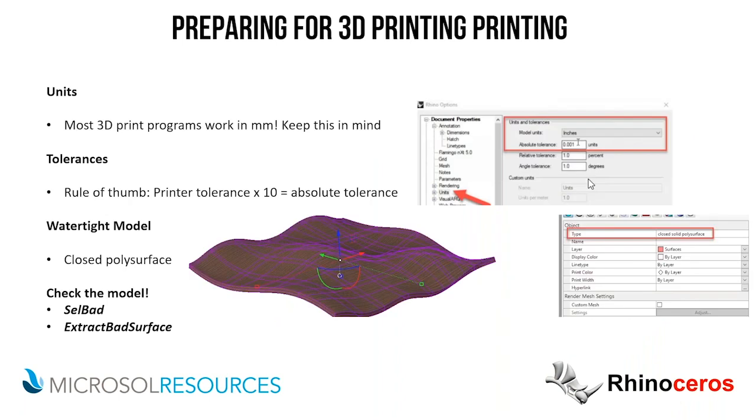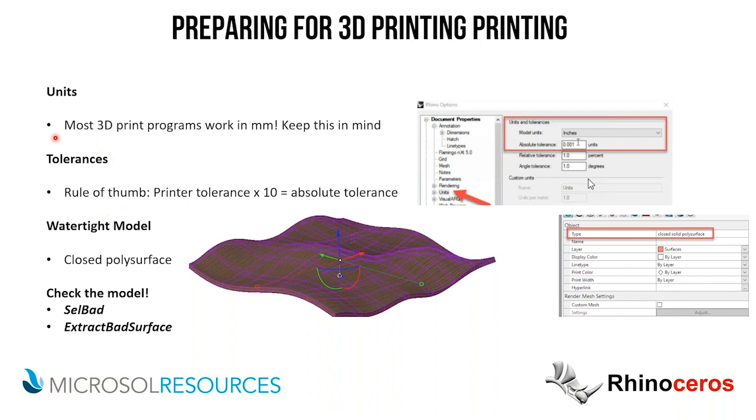Now, some important things to consider when you're designing for 3D printing. One of the most important is units. Most 3D print programs work in millimeters. Keep this in mind. You can always convert or scale, but it can be a bit awkward. You can change the units, and Rhino will provide a conversion. But again, you are best working natively within the units that you're going to end up printing in.